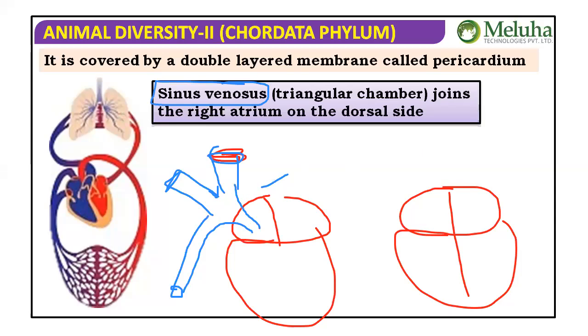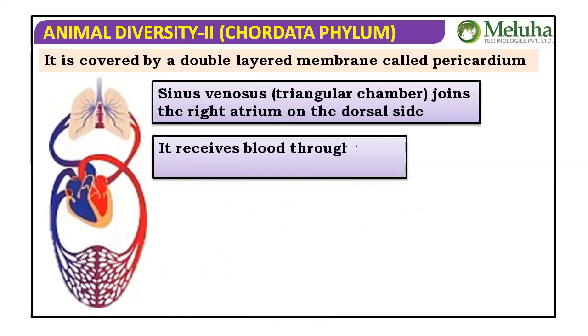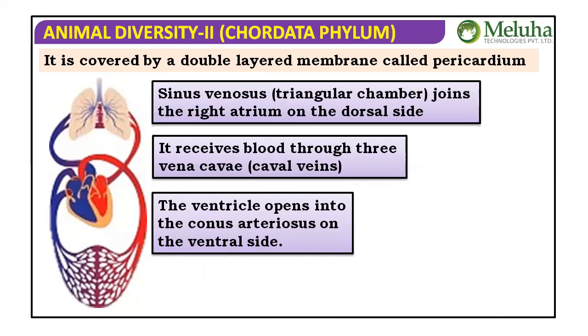Sinus venosus is a unique feature of the frog. What about the human being? The two precaval veins and the postcaval vein open directly into the right atrium. That is the difference between the frog heart and the human heart. In human beings, the sinus venosus is absent. The triangular chamber, sinus venosus, joins the right atrium on the dorsal side, and is a common duct of two precaval veins and one postcaval vein. In the human being, in class Mammalia, they open separately and there is no sinus venosus. It receives blood through three vena cava. What are the three vena cava? Two precaval veins and one postcaval vein.